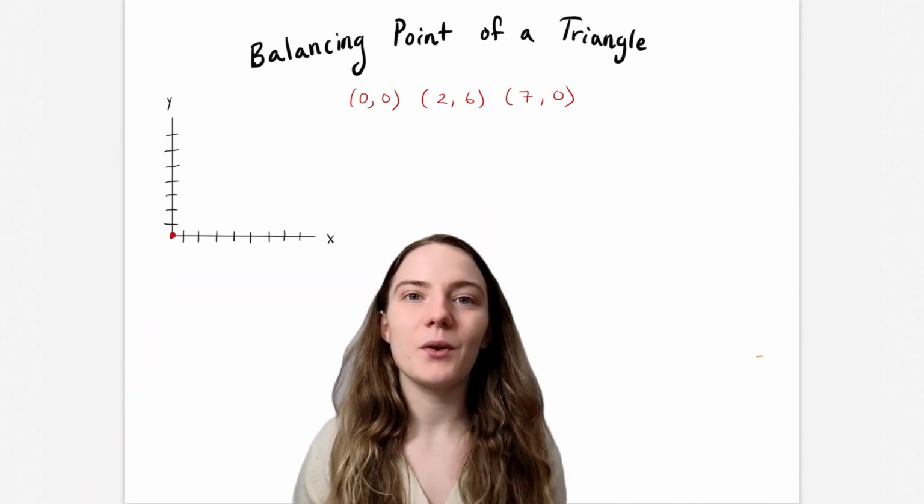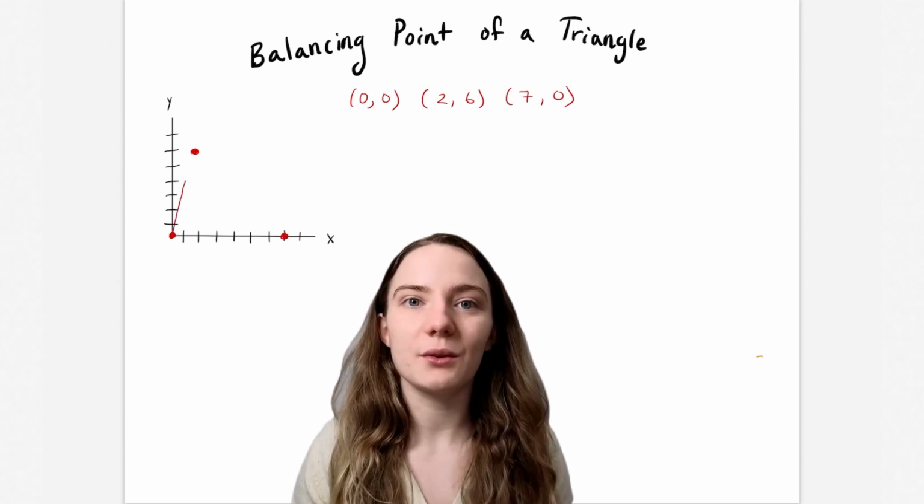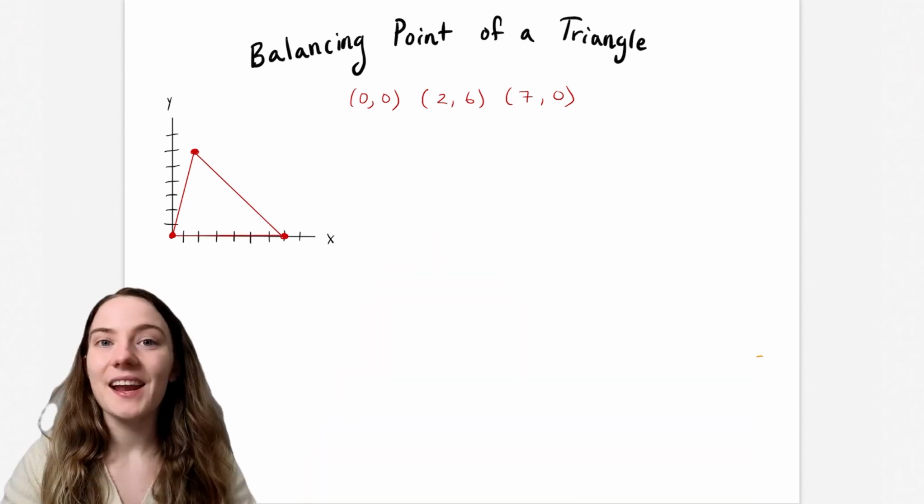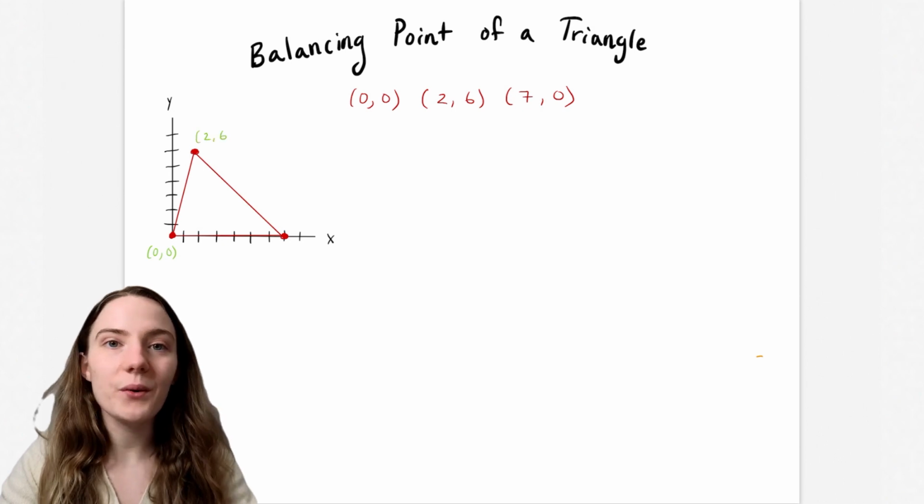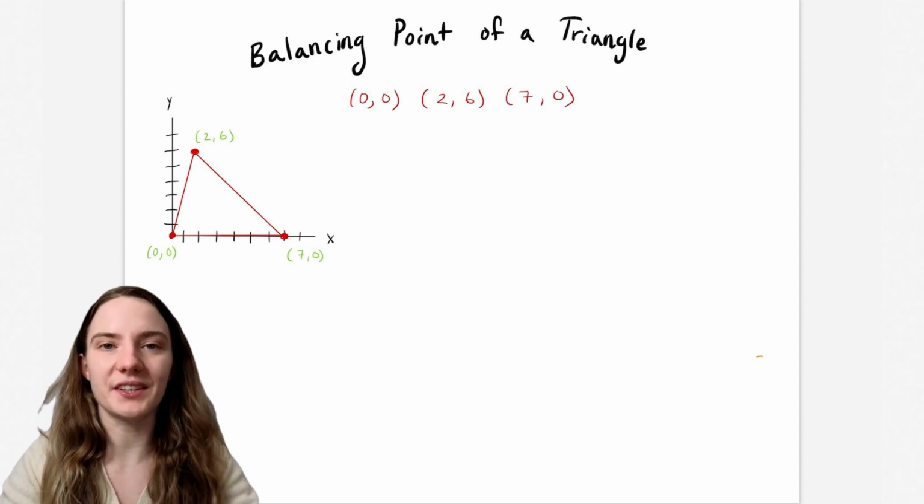In this example, we have 3 points that form a triangle. Let's draw these 3 points on our x and y axis, just like this. Now, in order to find the balancing point of this triangle, we are going to need to find the point of intersection between the three medians of this triangle.